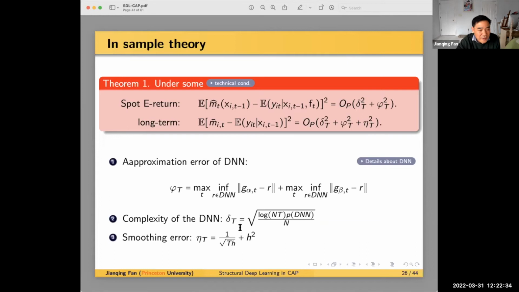The variance term is really the complexity of the deep neural network, which is related to the pseudo dimension of the neural network. And if you ask what the pseudo dimension is, it's basically the cumulative number of neurons. So if you have depth L and the width is N, then N squared would be each layer's number of parameters, and then you times L squared. So that would be the quantity. And then for the long-term error, because we do local smoothing, time domain smoothing, under assumptions you would get a kernel type of smoothing error, bias plus variance. So you get an additional term here. This is one kind of theory we studied.